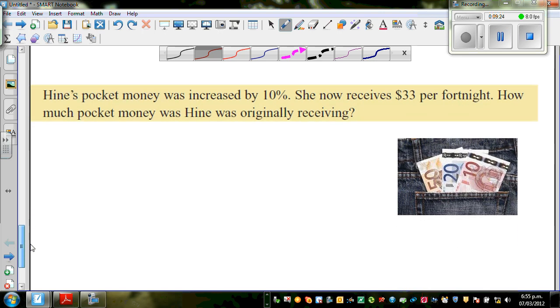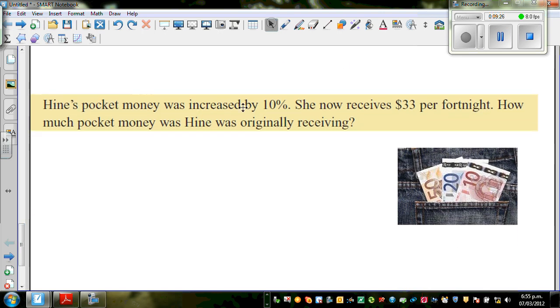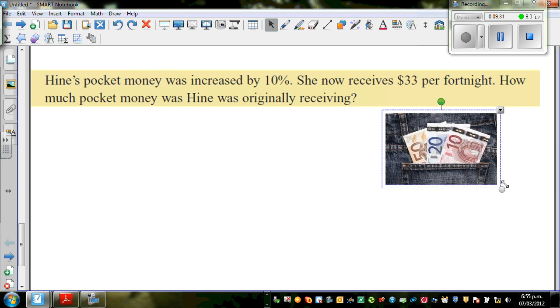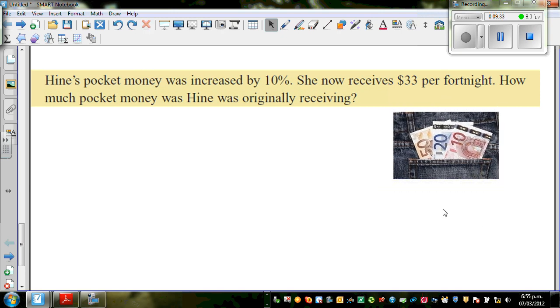The next question, I want you to do this yourself. You can pause this video, read the question, and try to go through the thinking process. Hopefully you've done it. So let us go over this question. Hine's pocket money was increased by 10%. She now receives $33 per fortnight. How much money was Hine originally receiving?